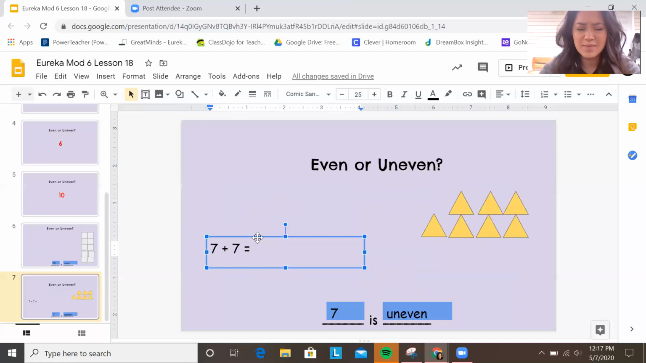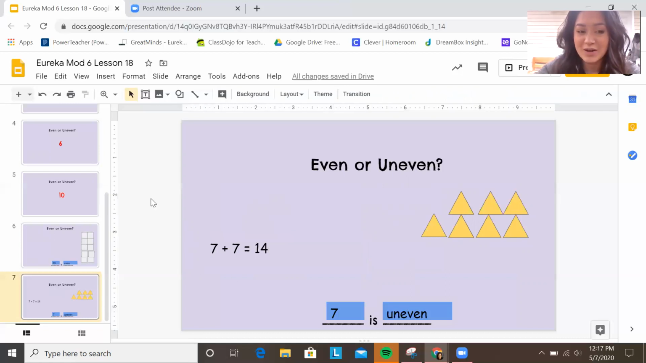Let's see. Let's skip count. What is 7 plus 7? It's 14. There's a really cool trick that I know about even and uneven numbers. Any time you have a doubles fact, whether it's an even addend or an uneven addend, your answer will always be even. It will always be even. Good. So anytime you have a doubles fact, your answer will always be even.